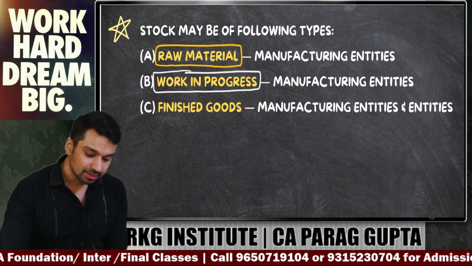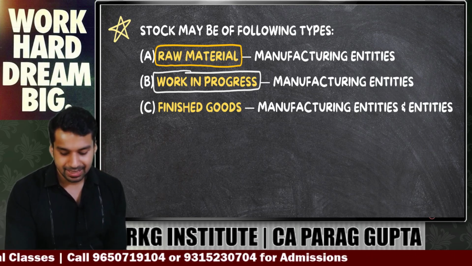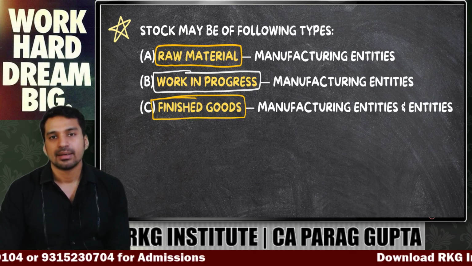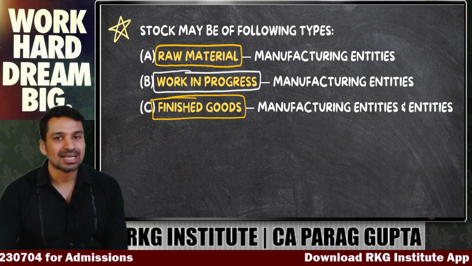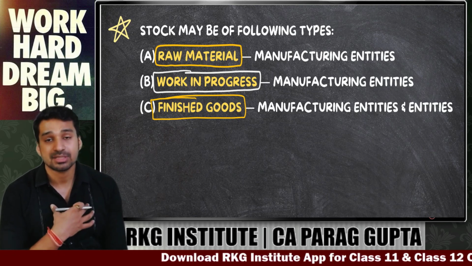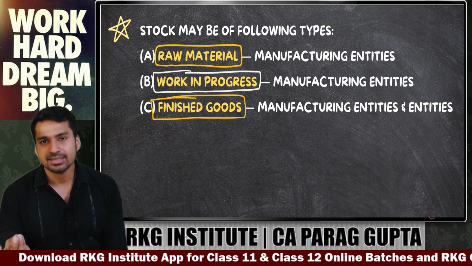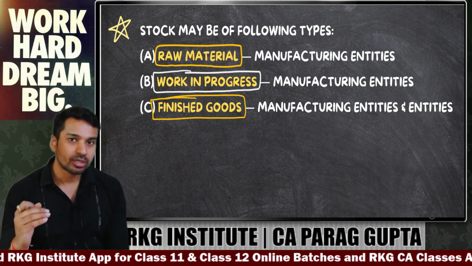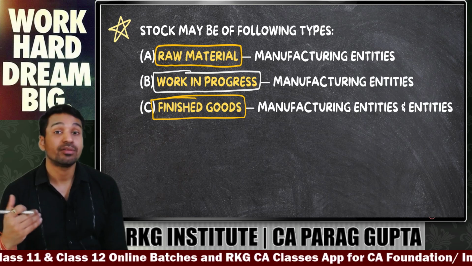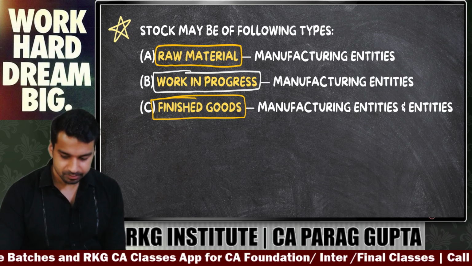And when the progress is complete and when the goods are completely made, then they will be termed as finished goods. So finished goods will be there with manufacturing entities as well as trading entities, both have finished goods. Like if I have a sari shop, I will have saris in my shop. These saris are finished goods. So stock can be in the form of raw material, or in the form of work in progress, or in the form of finished goods. All these are stock or inventory only.